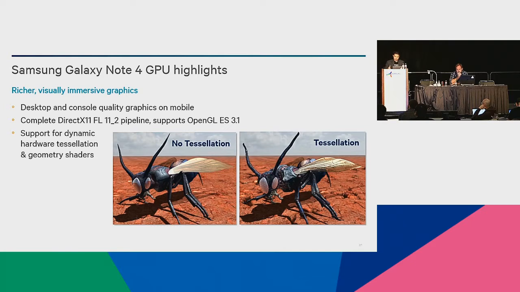So now as a game developer, you are not baking all these effects into an art asset. These are generated by the GPU live and dynamically as the game is running. This is a very high-end feature that is used in PC games like Crysis and Far Cry and some of the other high-end games. Now it is possible on mobile with the Galaxy Note 4.